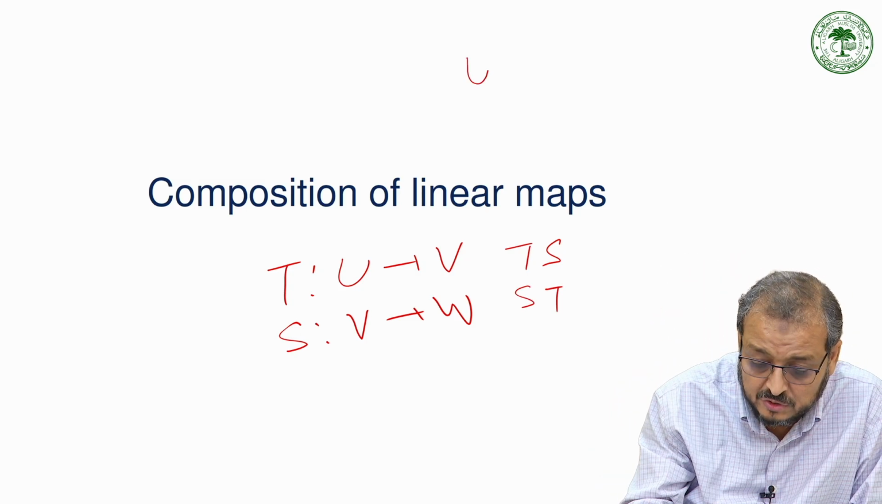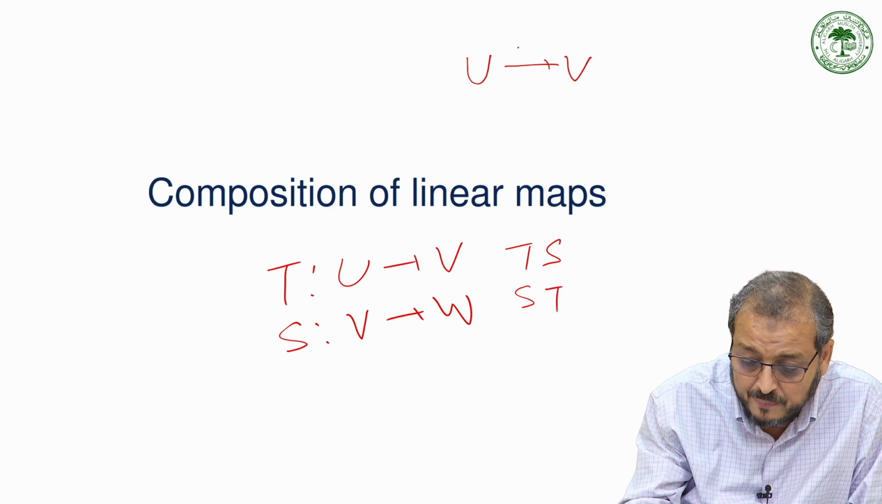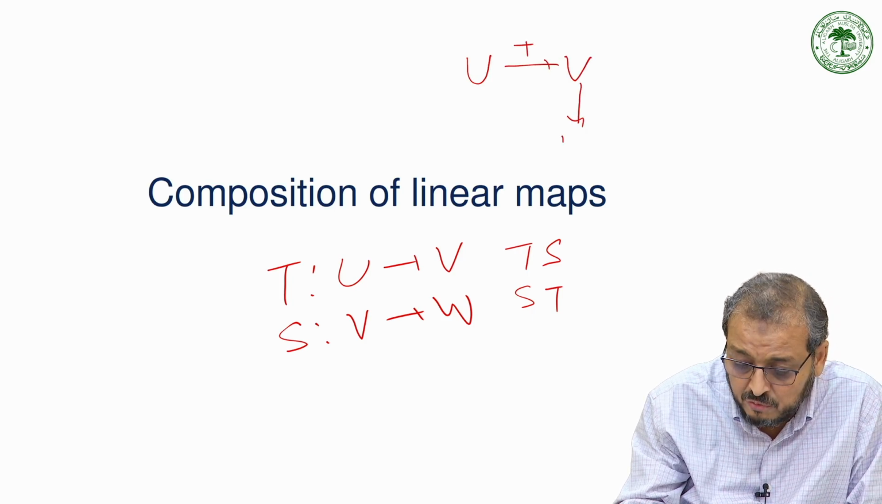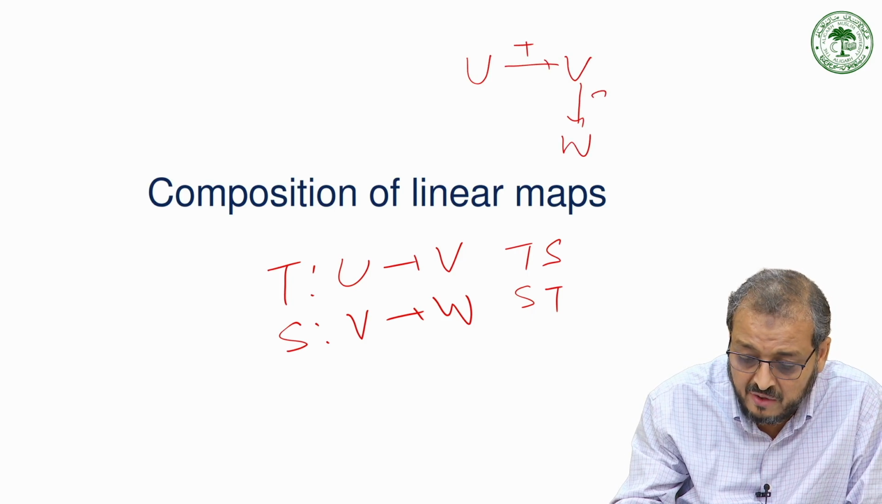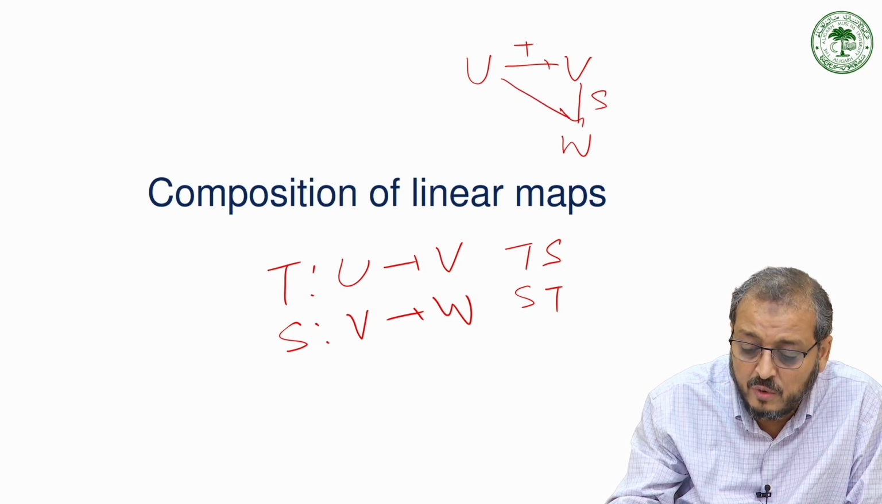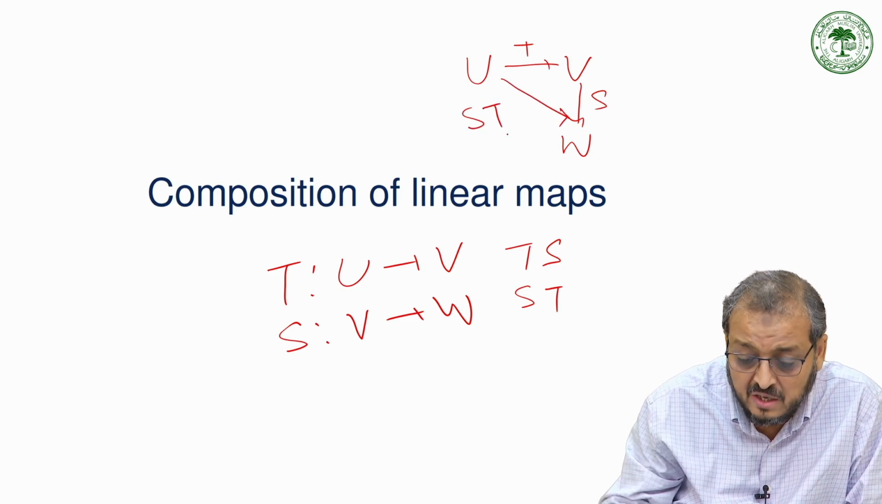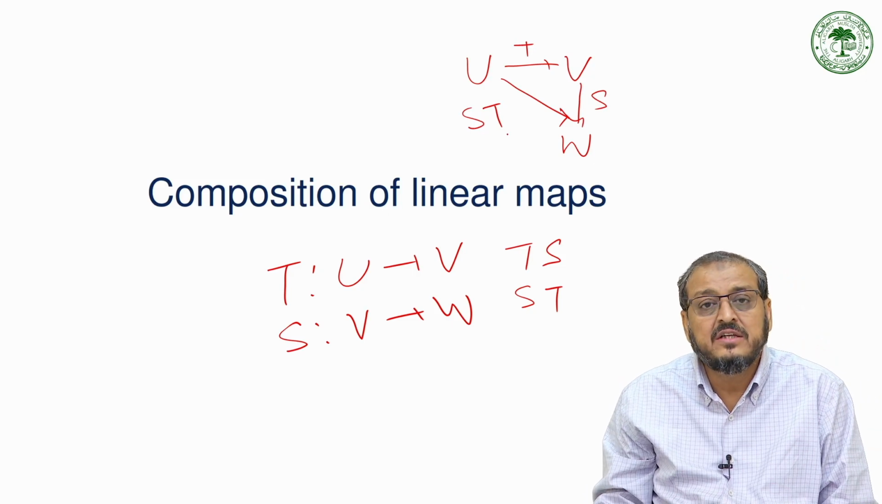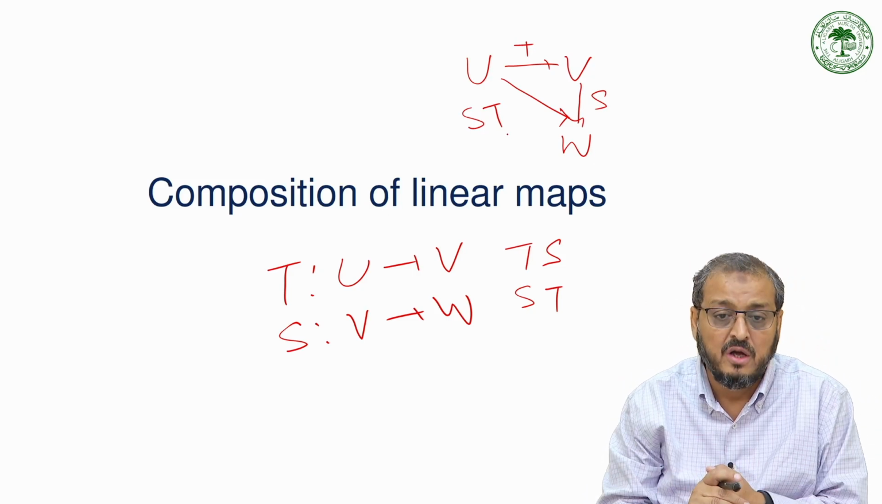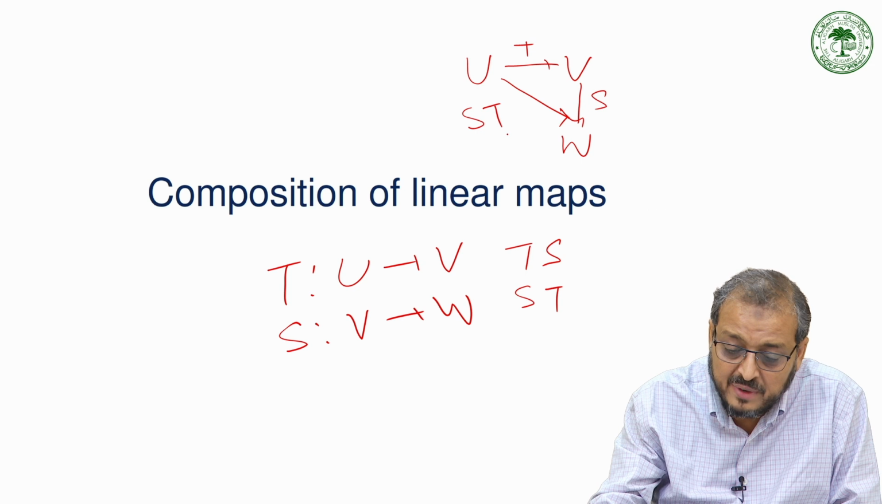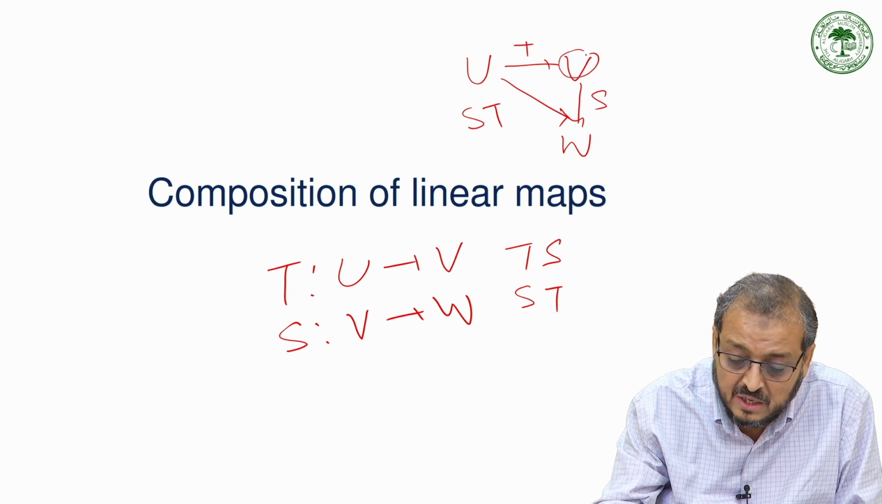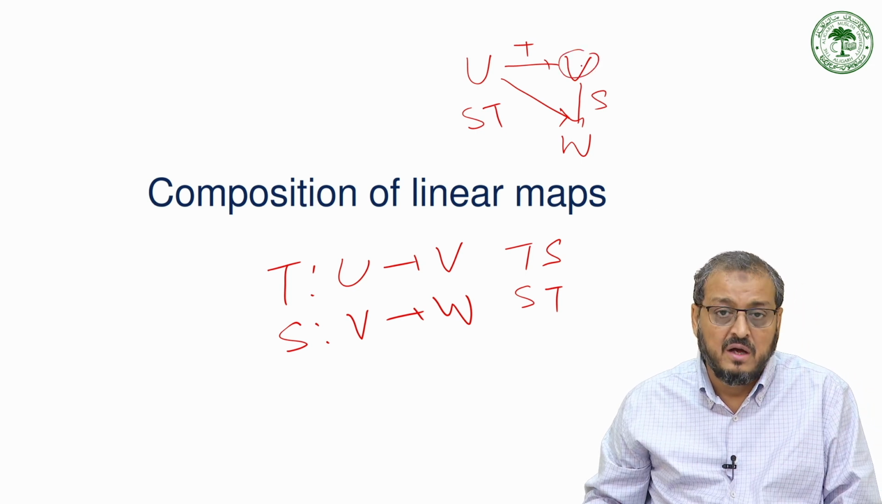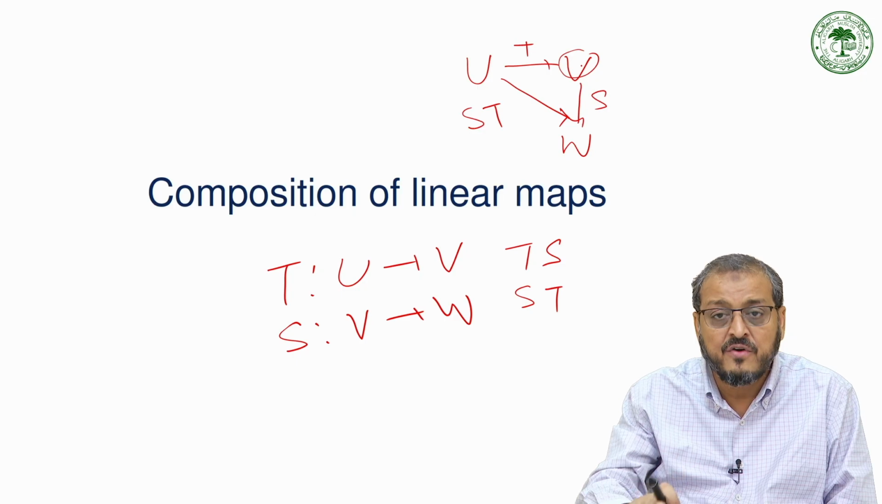Suppose from U to V we have the map T, then from V to W we have the map S, then this is our new map, called ST, the composition of S and T. So the composition of two linear maps is defined only when the codomain of the first is the same as the domain of the second map.